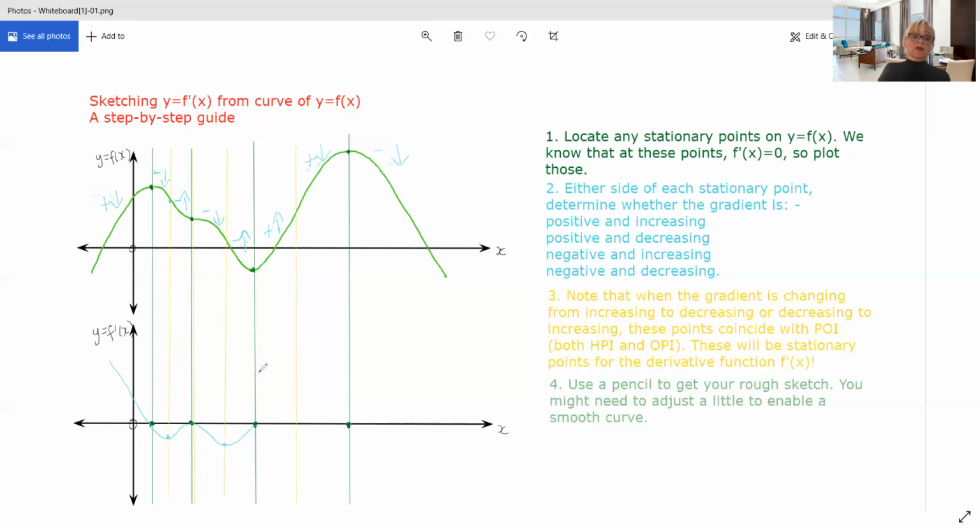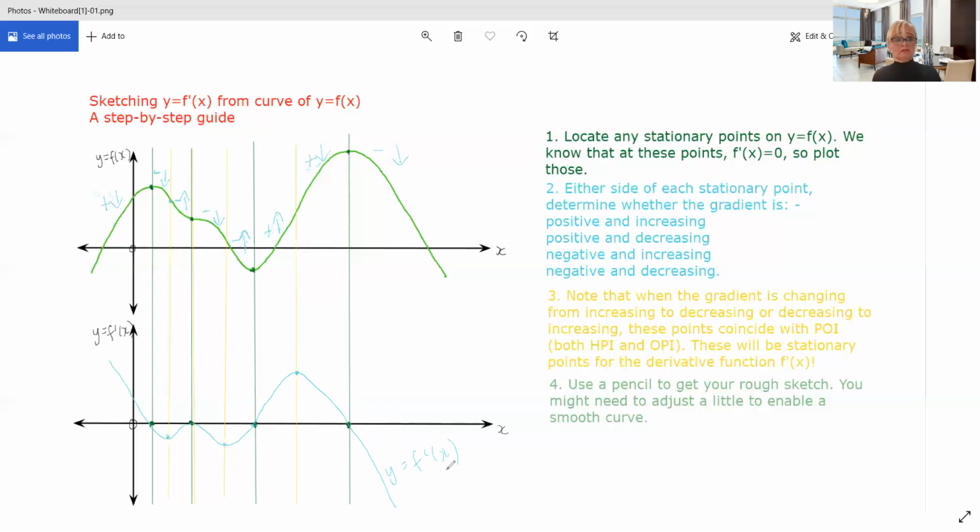Okay, what's happening here? So the gradient's positive and increasing, and then positive and decreasing. So we're going to have something like this, where this is the local maximum. And again, we don't know how high necessarily to draw it, but as long as we have a local maximum there to show that the positive gradient has reached its maximum and then it started to decrease again. This would be a rough drawing of y equals f dash x.